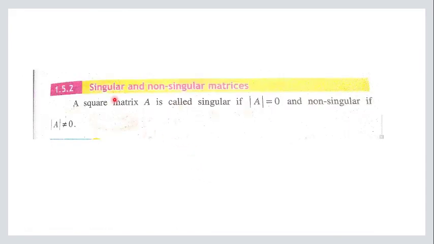Now after this, there is another concept which is singular or non-singular matrices. So if there is a matrix which is A, so the matrix A will be called singular matrix if the determinant of A equals 0, and matrix will be non-singular matrix if determinant is not equal to 0. If the determinant is 0, then the matrix is singular matrix, and if the determinant is not equal to 0, then the matrix is non-singular.